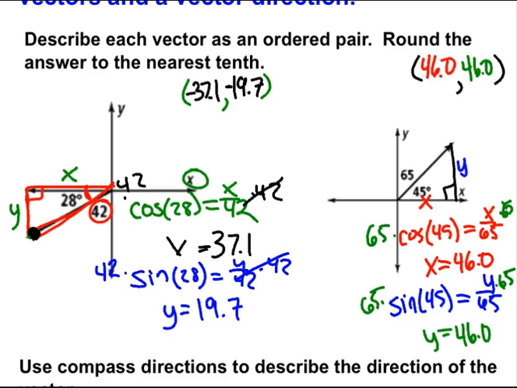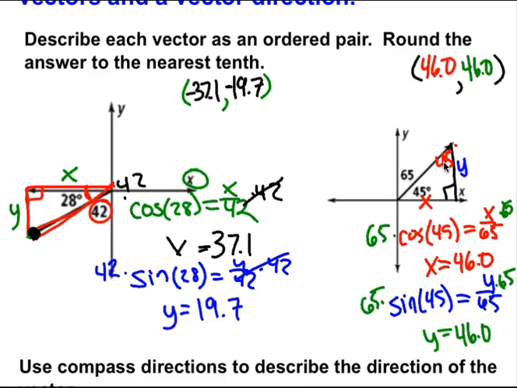You should end up on this one with x and y being the same, which makes sense because this would actually be a 45-45-90 degree triangle, and so those two legs should be congruent. Solve them both and you get 45.96 something, but that's going to round to 46.0, because we round the answer to the nearest tenth.